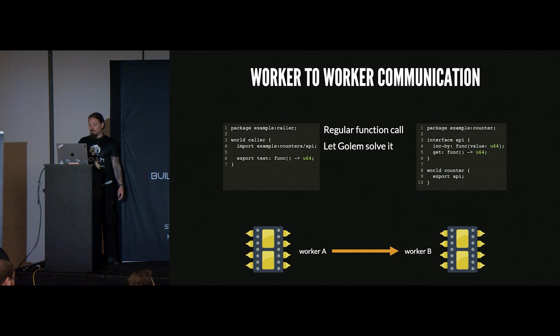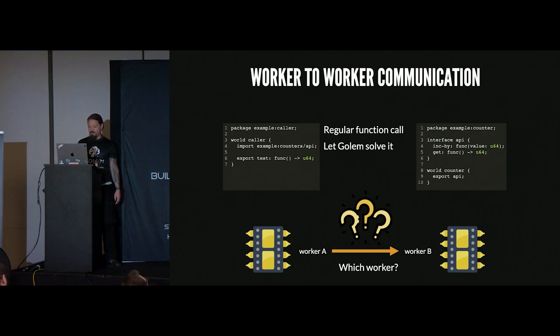And we can say that Golem solved the whole problem for us because it knows that we have a worker B which implements the counter interface. It knows that we are importing it. So it could just magically make it happen. But the problem is it cannot, because there can be millions of workers running and each implementing the counter interface. With this approach, we don't have a way to specify which worker we want to talk to.